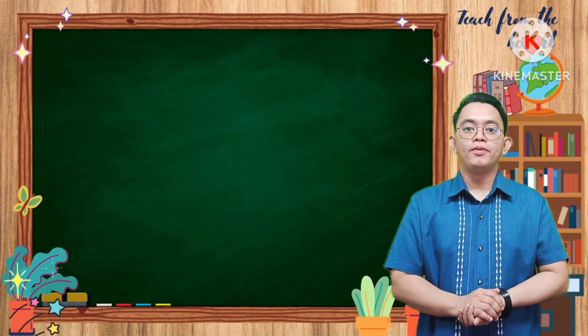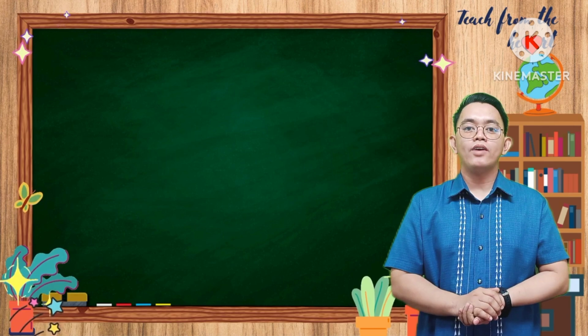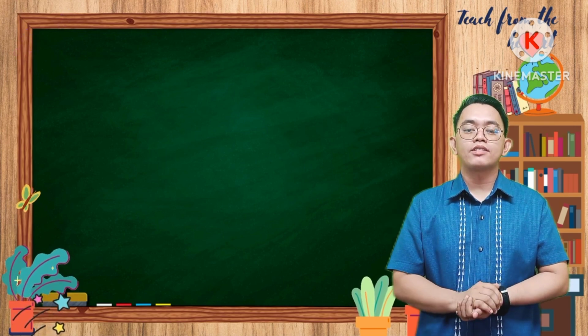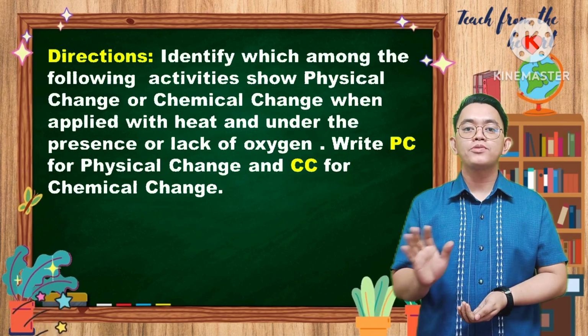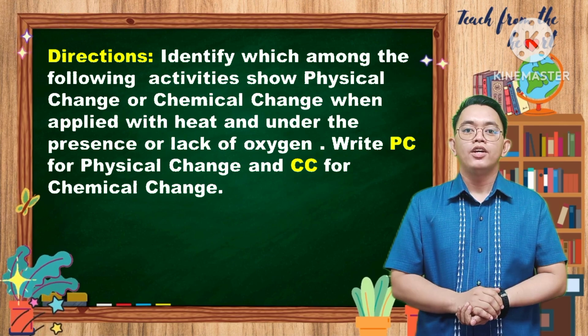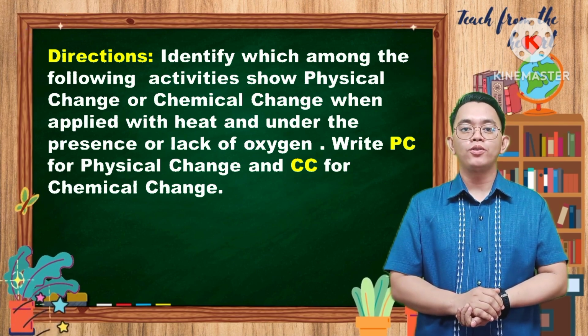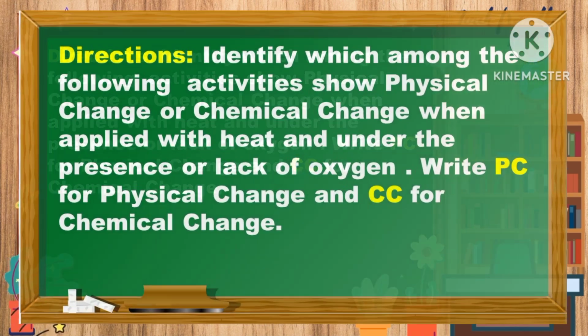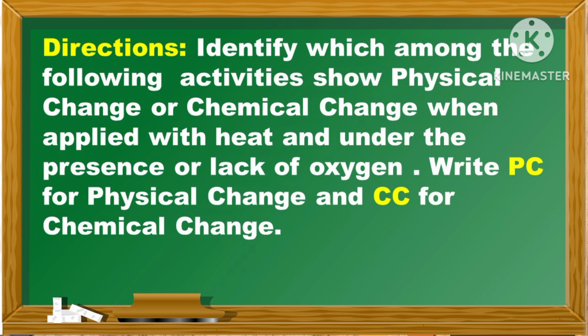The activity is simple. All you have to do is answer a 5-item test, and I will give you 5 seconds in every item. You may write your answer in your notebook. Directions: Identify which among the following activities show physical change or chemical change when applied with heat and under the presence or lack of oxygen. Write PC for physical change and CC for chemical change.